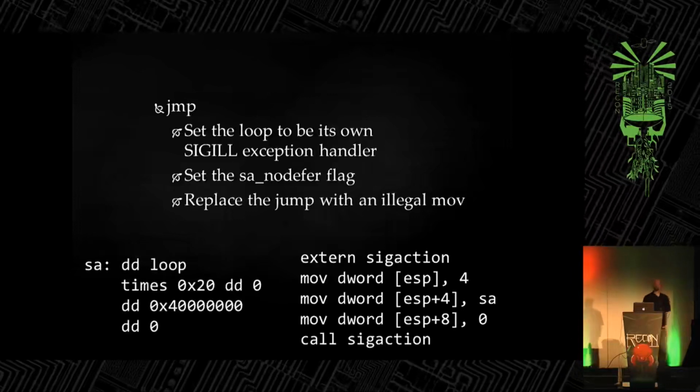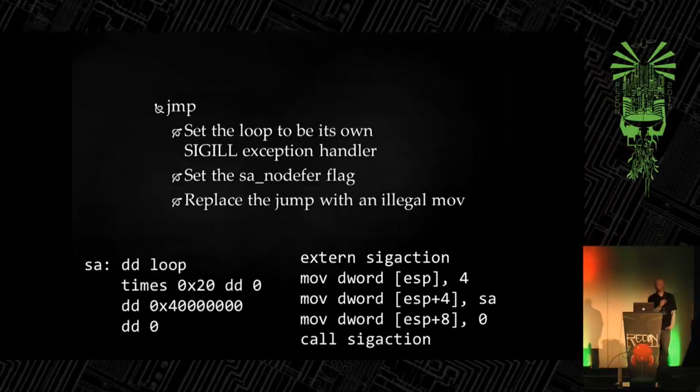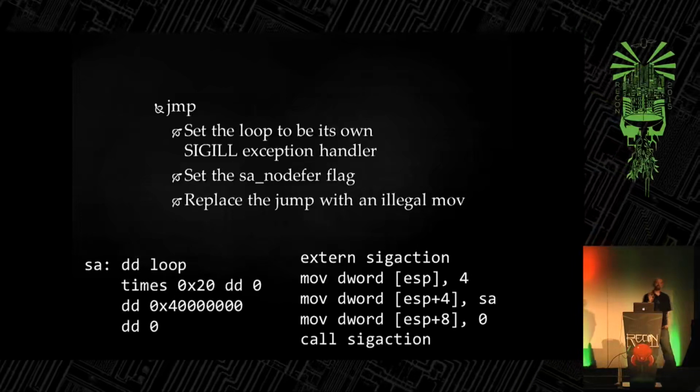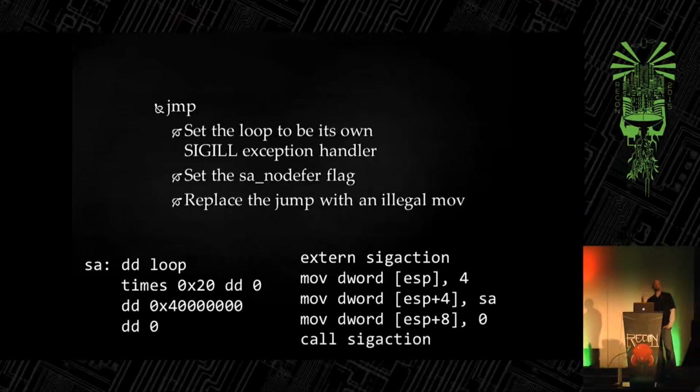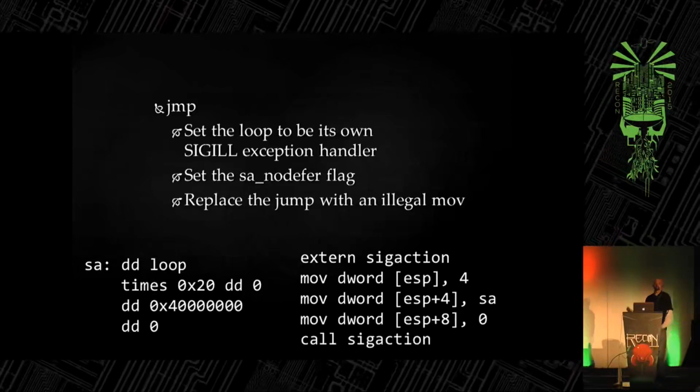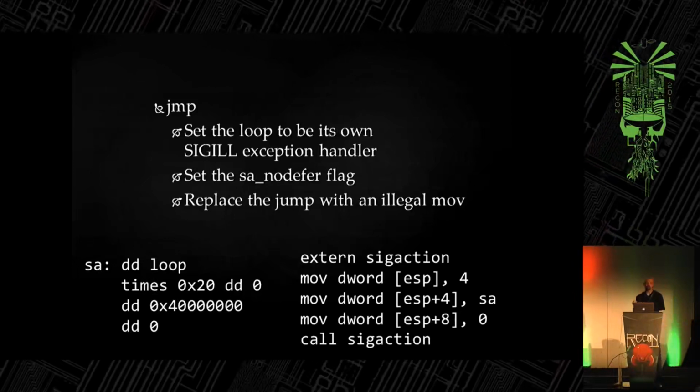Finally, the key piece to all of this is replacing that jump instruction with an illegal move. And when I say illegal move, I don't mean just a move that's going to fault. I don't mean something like accessing the null pointer. That's actually a memory access violation rather than an illegal move instruction.